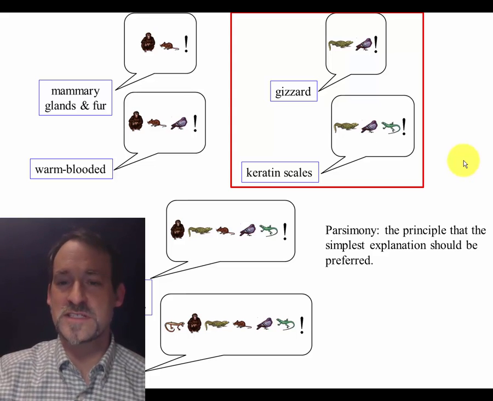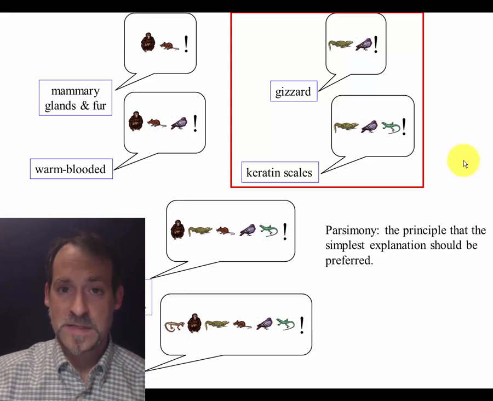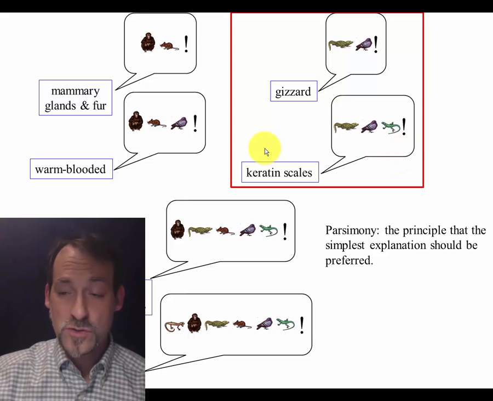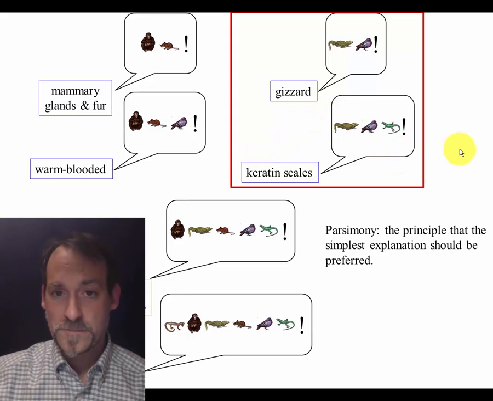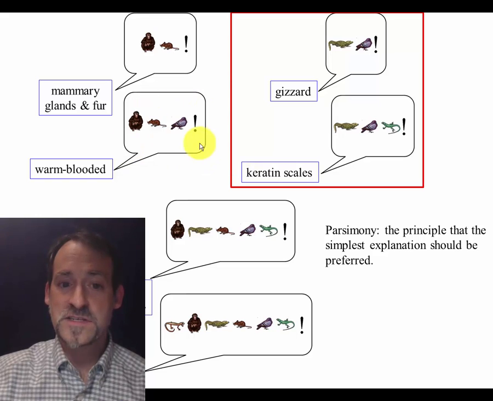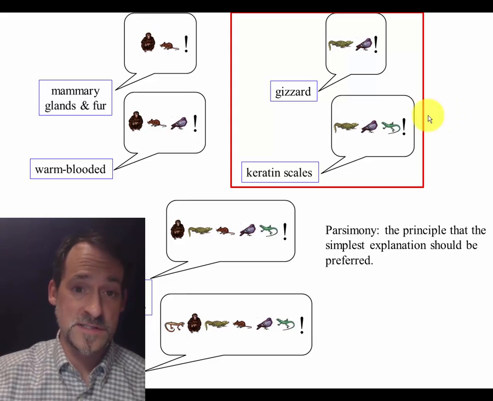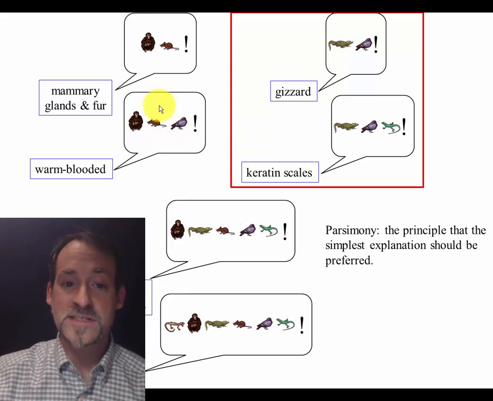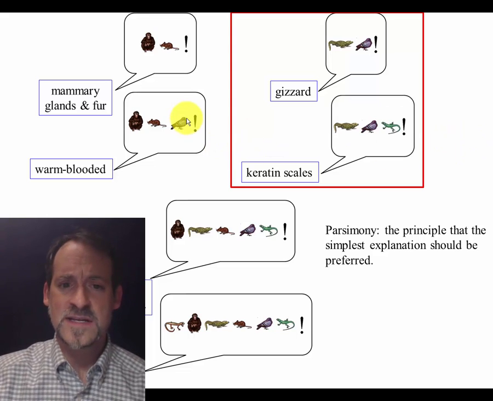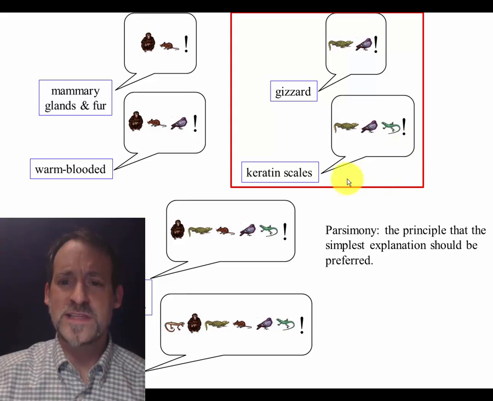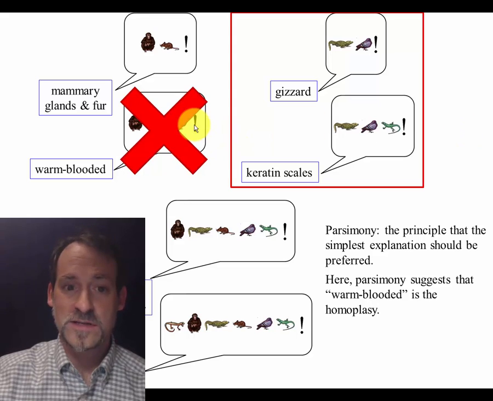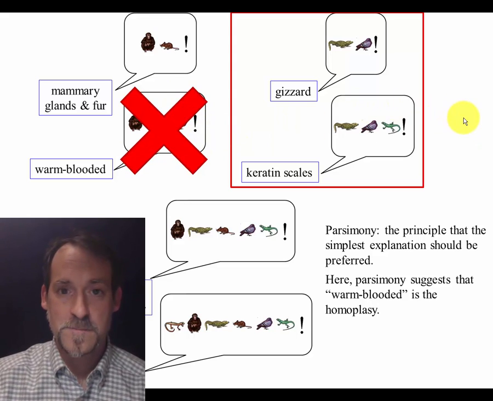Parsimony is a principle that suggests that, look, go with the simplest explanation. In this case, there were either two coincidences or one. The idea that these are both homoplasies requires two coincidences. The hypothesis that this is a homoplasy only requires one coincidence. And so we lean toward this being the correct hypothesis, and we toss out this trait as a homoplasy.